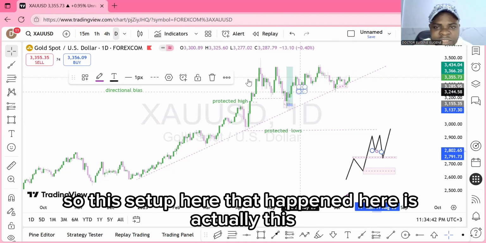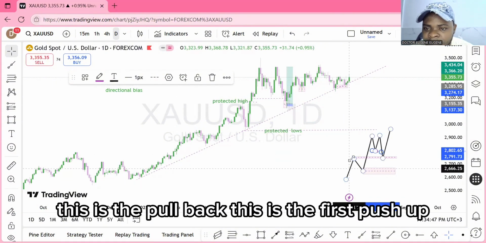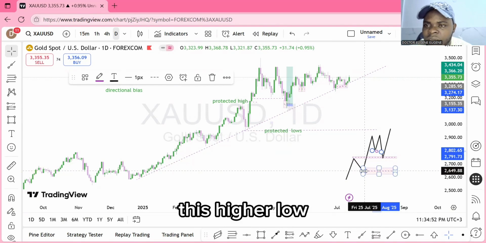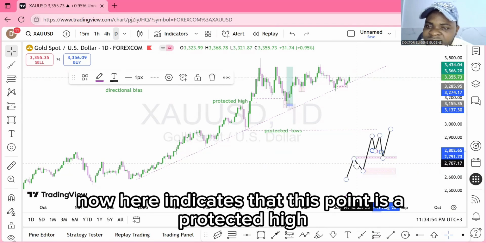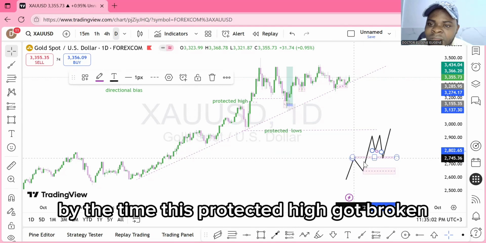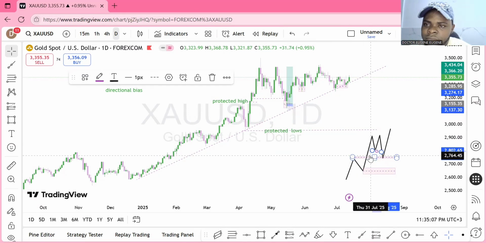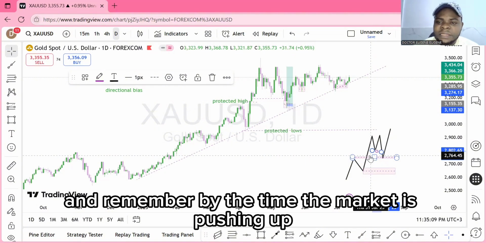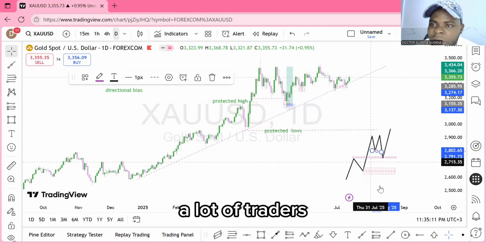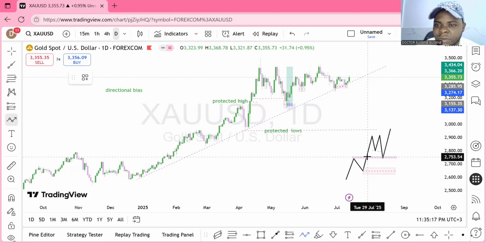Okay, so this setup that happened here is actually this. This is the pullback. This is the first push up, which is higher high, higher low. This higher low here indicates that this point is a protected high and this one is the protected low. Okay, by the time this protected high got broken, it is then called break of structure. And remember, by the time the market is pushing up, a lot of traders will be busy trying to short the market from here.